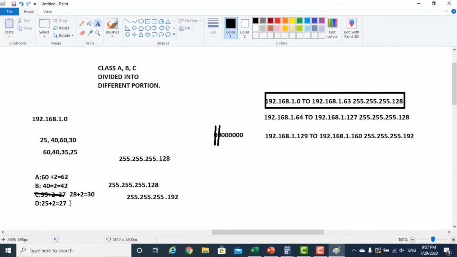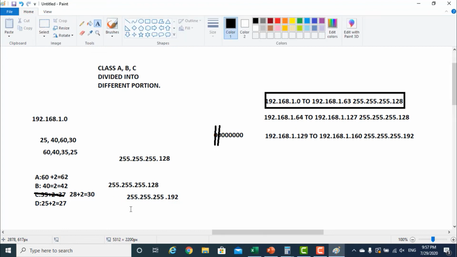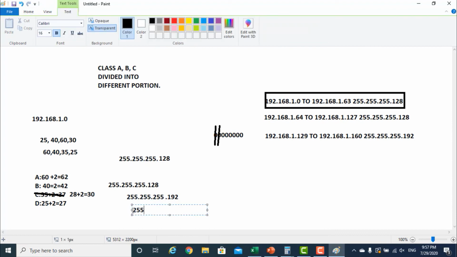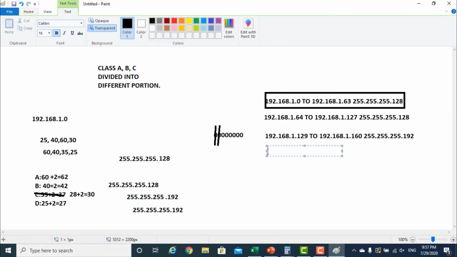Let's go for the last one. That's 27. The 27 is also in the power of 2. I hope you understand it very well, because 27 comes under 2 raised to the power of 5, because 2 raised to the power of 4 is smaller than that. So the subnet mask is going to be the same, 192, but the range is different. How will the range be? See, it starts from the previous 192.168.1.130. Yes, now you got it.